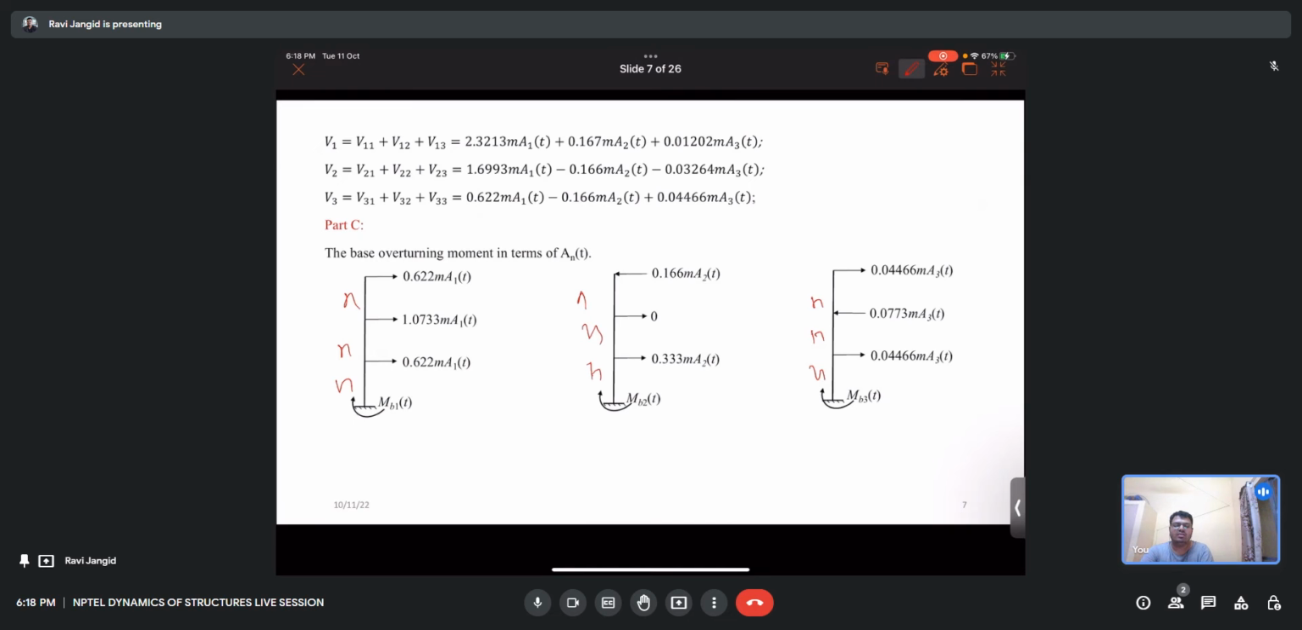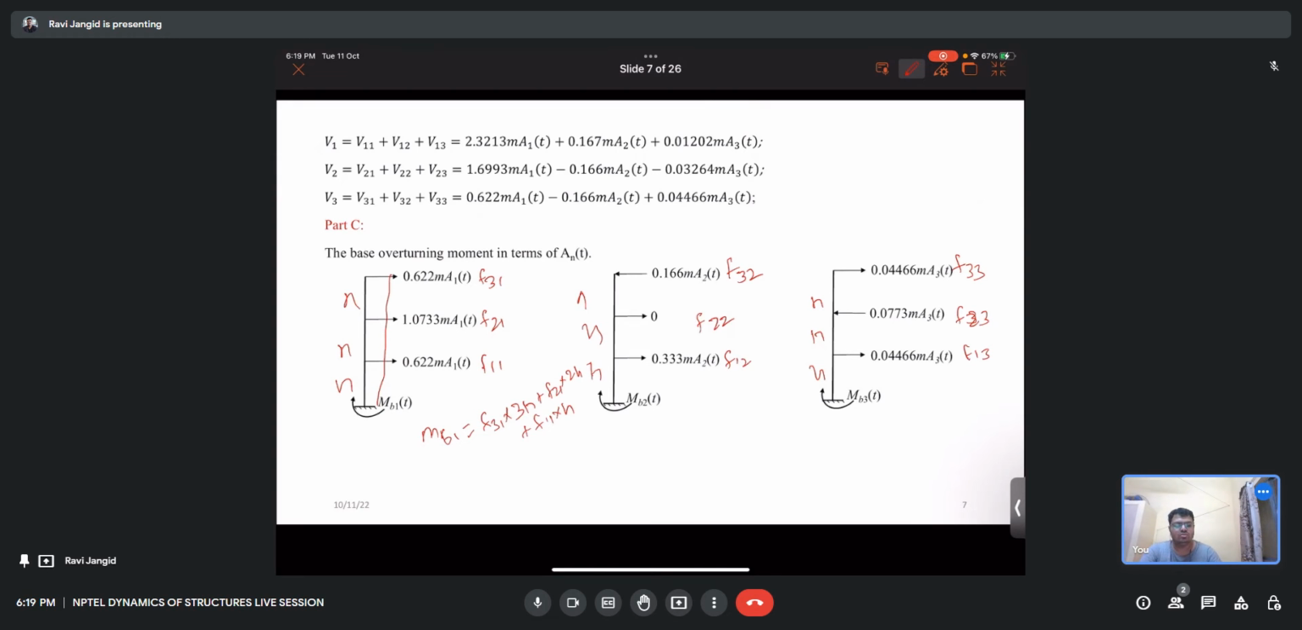So for my MB1, what would it look like? This is the F31, this is F21, this is F11. For mode 2, that will be F32, F22, F12, and this is F33, F23, F13. So MB1 comes out to be F31 times 3h, this distance, plus F21 times 2h plus F11 times h.